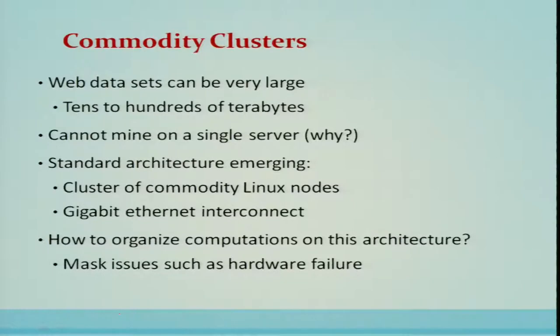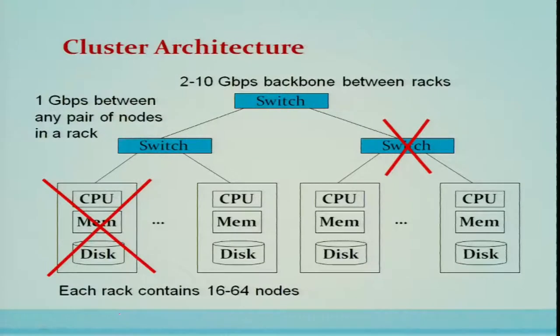Web data sets can be very large, tens to thousands of terabytes. So, the standard architecture which is emerging to accommodate large data sets is a cluster of commodity nodes, with a gigabit Ethernet interconnect. How to organize the computation in this architecture? This is an example of a cluster architecture.